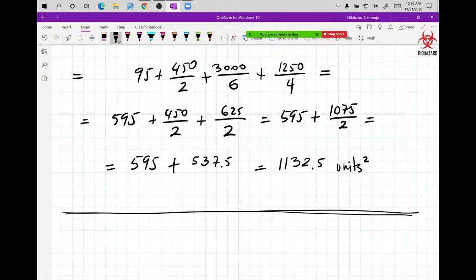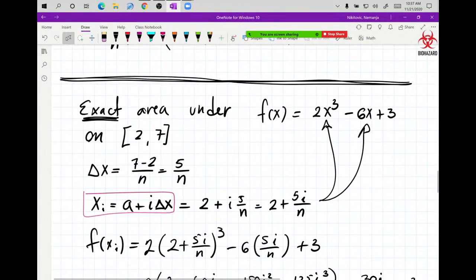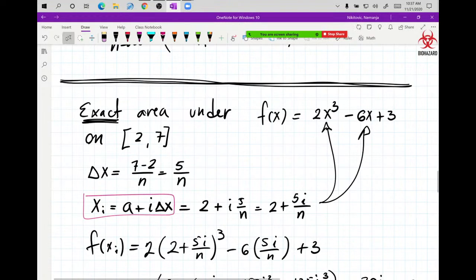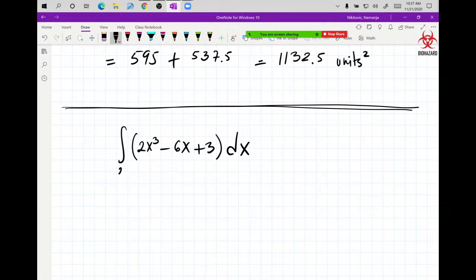So you get to bypass all of this with a simple integral of 2x cubed minus 6x plus 3 dx. Is that what it was? Minus 6x. Yeah, minus 6x plus 3. And now the new thing is we have to write 2 and 7 on the integral sign.